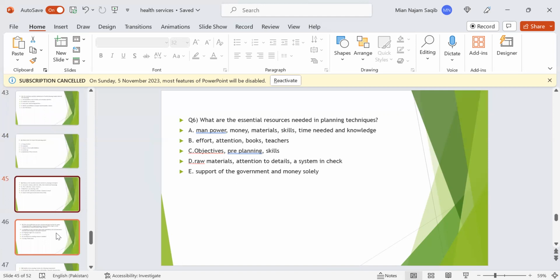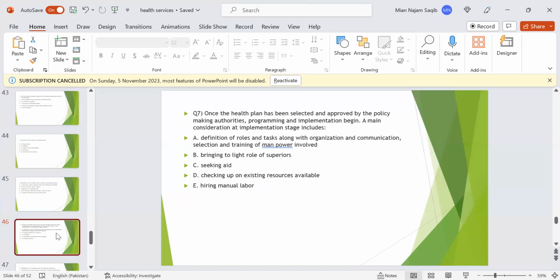Question 6. What are the essential resources needed in planning techniques? A. Manpower, money, materials, skills, time needed, and knowledge. B. Effort, attention, books, and teachers. C. Objectives, pre-planning skills. D. Raw materials, attention to detail, system and check. E. Support of the government and money solely. Yes, A is the answer. Question 7. Once the health plan has been selected and approved by the policy-making authorities, programming and implementation begin. A main consideration in the implementation stage includes A. Definition of roles and tasks with organization and communication, selection and training of manpower involved. B. Bringing to light the role of superior. C. Seeking aid. D. Checking on existing resources available. Or E. Hiring manual labor. Okay, so the answer is 7A.